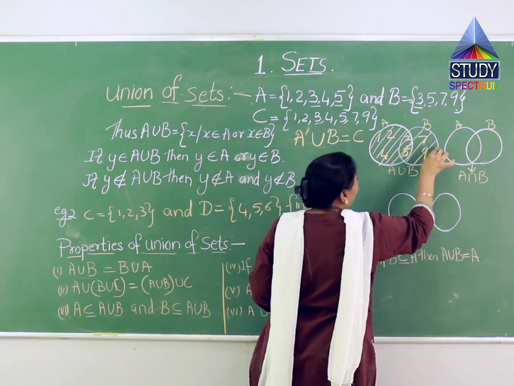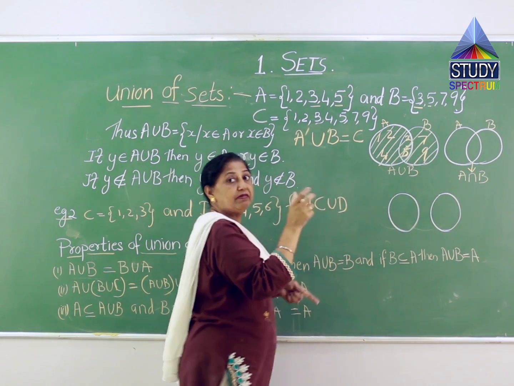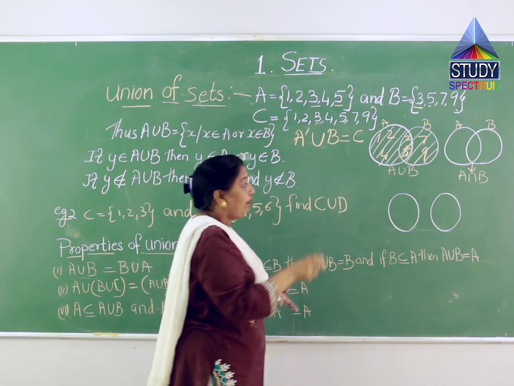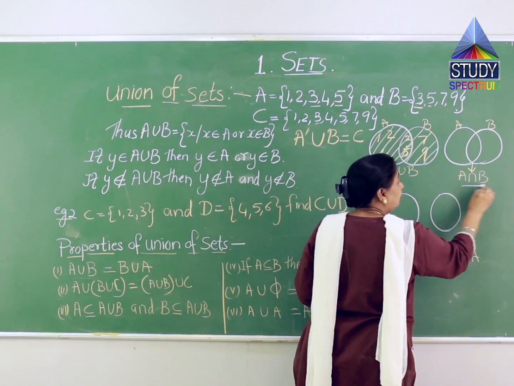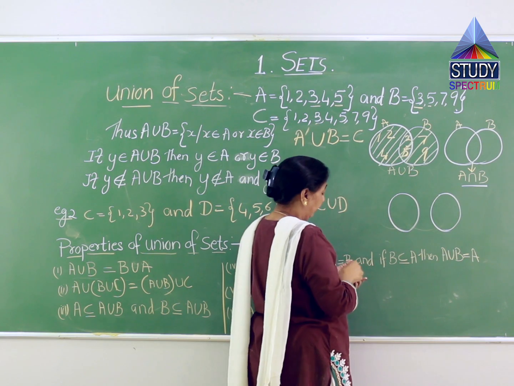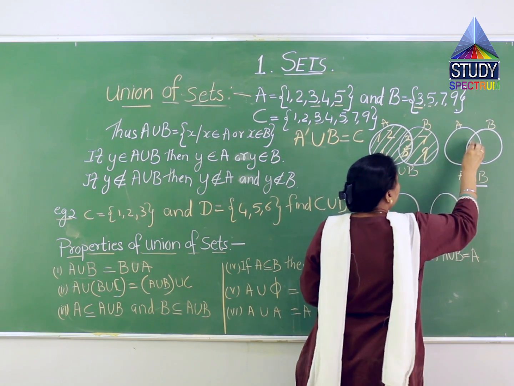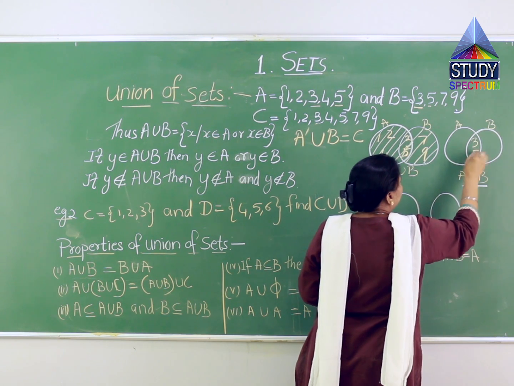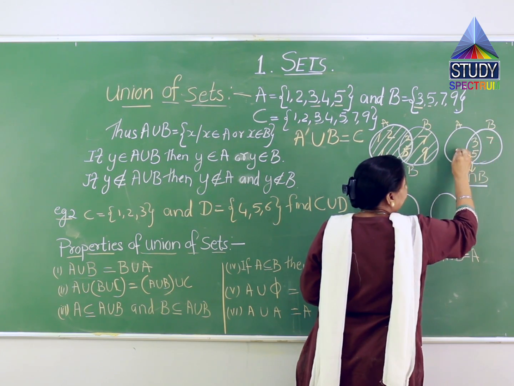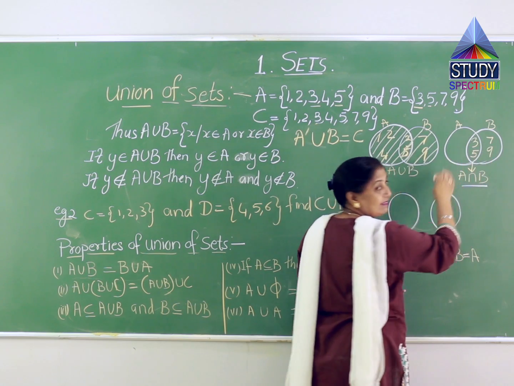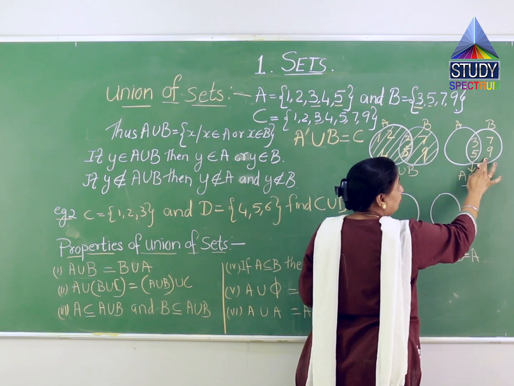That means all the elements which are present in both the sets. Now when I ask only for the intersection, A intersection B, then I will shade only this part which is common to both. 3 and 5 are common. 7 is not in set A. 9 is also not in set A. It is only in set B.